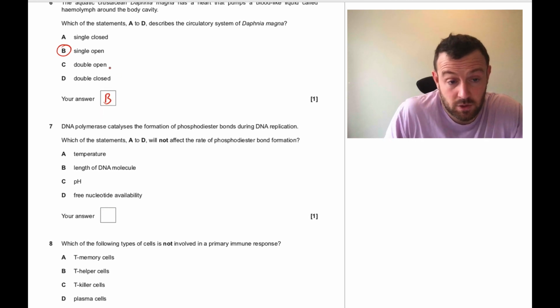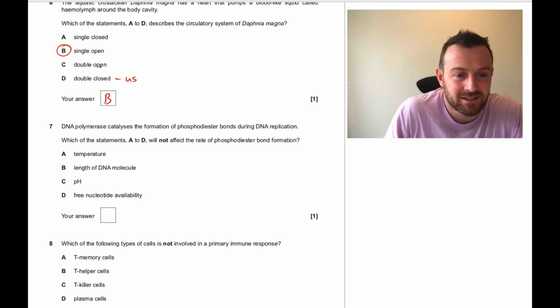By the way, just in case you're wondering, we have a double open. Sorry, we have a double closed. That's us. Double open, I don't think exists. Single closed would be something like a fish.